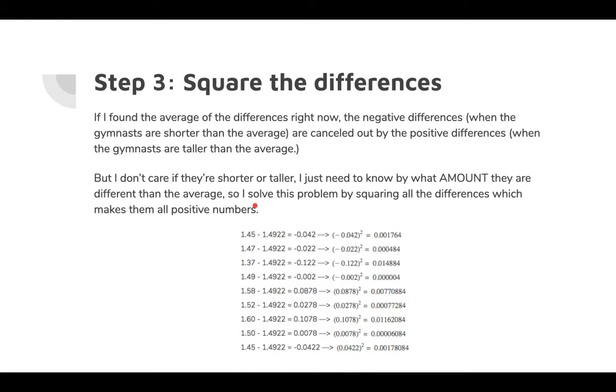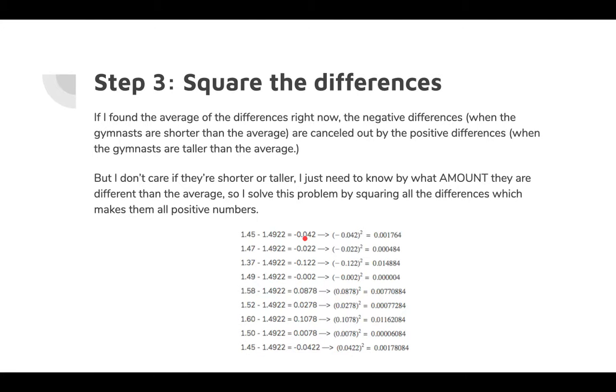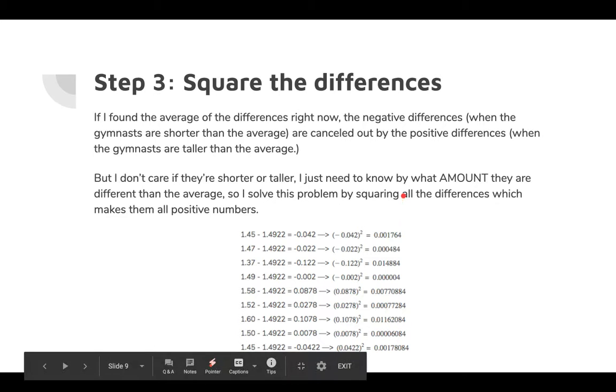So I want the average of these differences, but if I took that average right now, my negative differences, all the places where the gymnast was a little bit shorter than average, would be canceled out by all the places where the gymnasts were a little bit taller than average, because I have negatives and positives in this. I don't want negatives and positives, so I'm going to square each of those differences. That means I just multiply it by itself so that all I end up with are positive numbers.